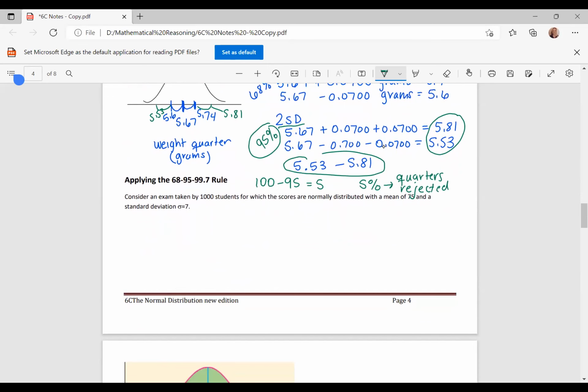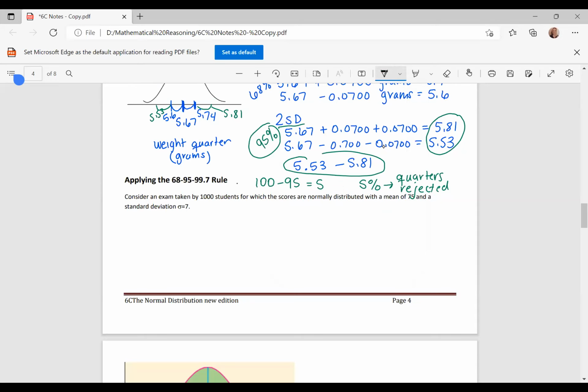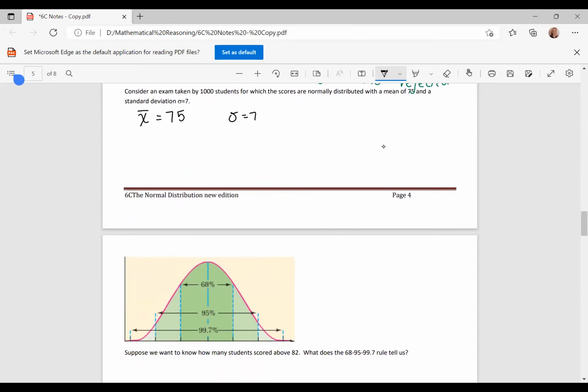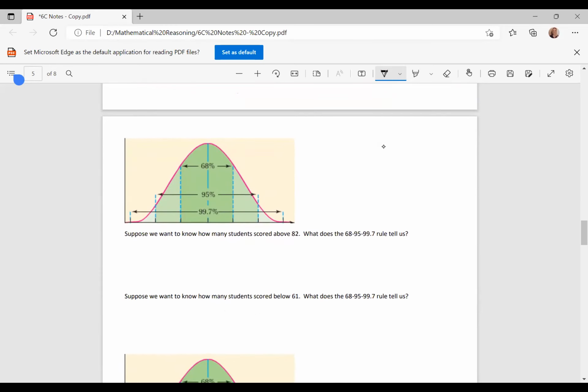So consider an exam taken by 1,000 students for which the scores are normally distributed with a mean of 75 and a standard deviation of 7. So they're telling us we've got students that are taking the exam. The mean or the average score is a 75, and our standard deviation is 7. This is just another symbol for standard deviation. They want us to look at this. Now we've got a chart down here, so on our chart, let's fill this out. These are scores.